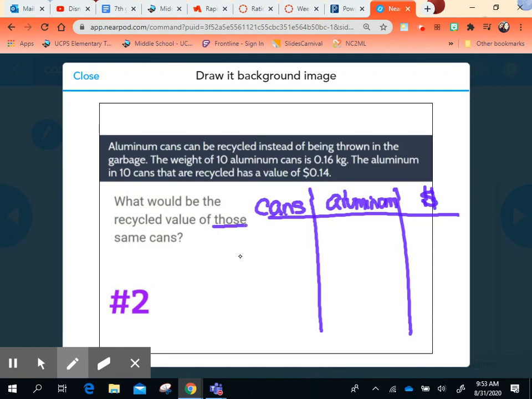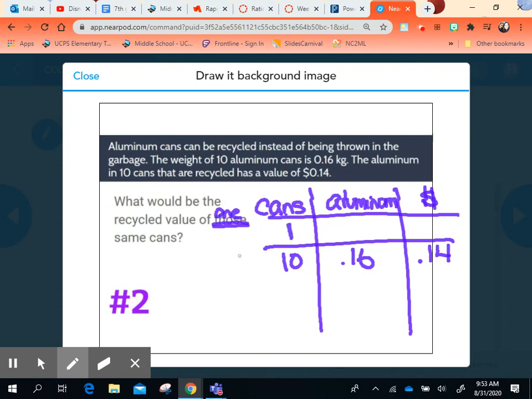This would say 1. I was like, wait a second, why does that say that? This is so weird. Okay, so I'm going to leave this first row blank. I know that 10 cans weighs 0.16 kilograms and it costs $14. So what would the recyclable value of 1 can be?